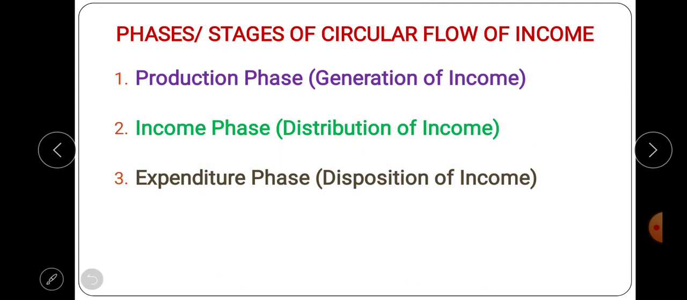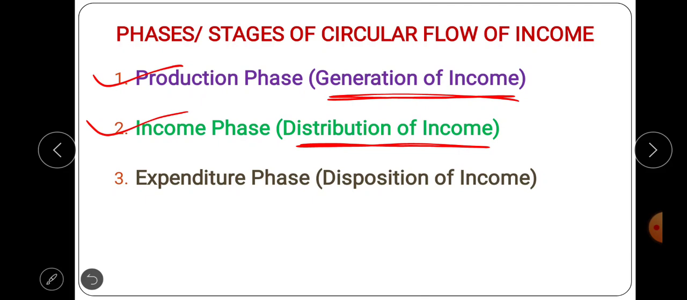Okay, then the next point is related to the different phases of the circular flow. In that there are three phases. First is the production phase, which we can call the generation of income, in which income is generated. Then the second one is the income phase, in which the income is distributed among the different service factors. Okay, and the last one is the expenditure phase. In that, whatever income is earned is going to be disposed of for purchasing goods and services. Okay, let us see one by one.